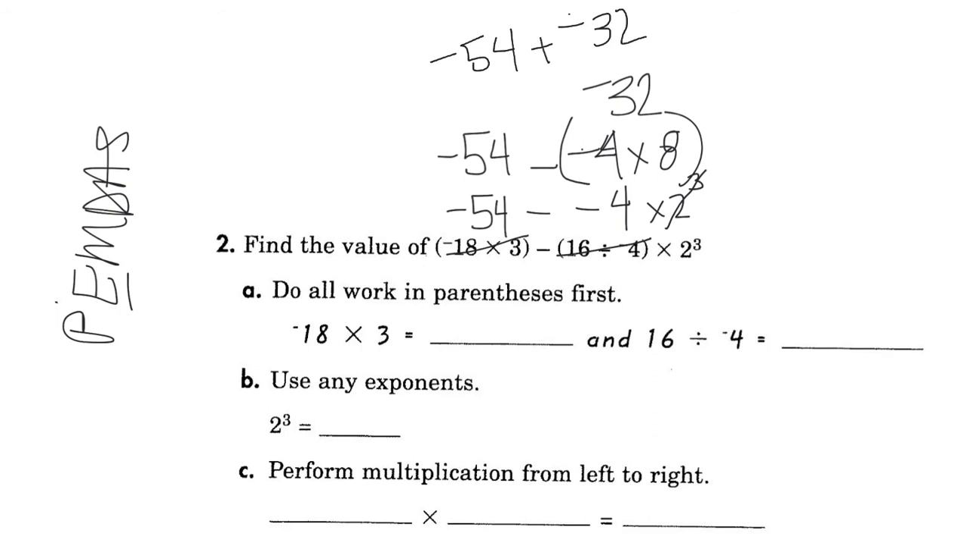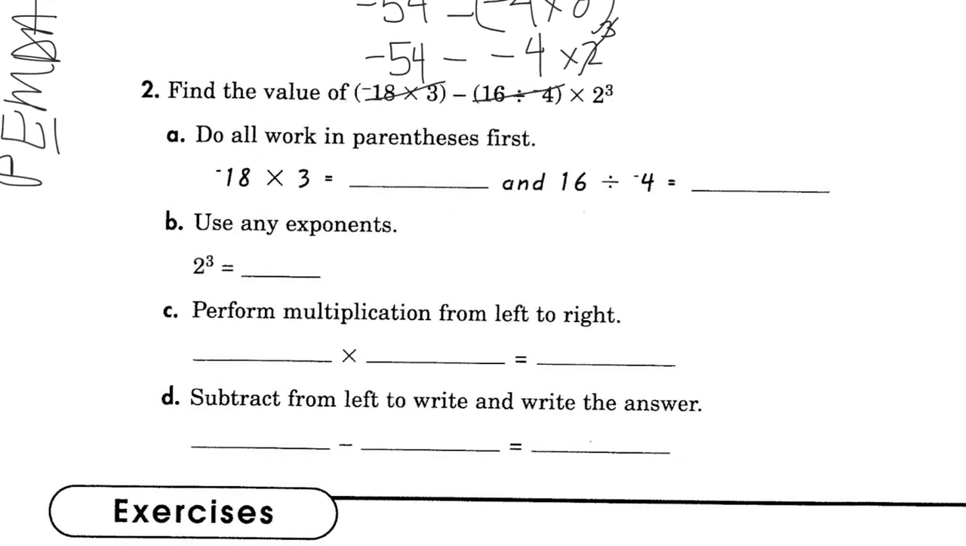I'm going to add the opposite. So I have negative 54 plus 32, which I end up with negative 22. Now, that's the way I like to solve it. Let's go through and double check ourselves.